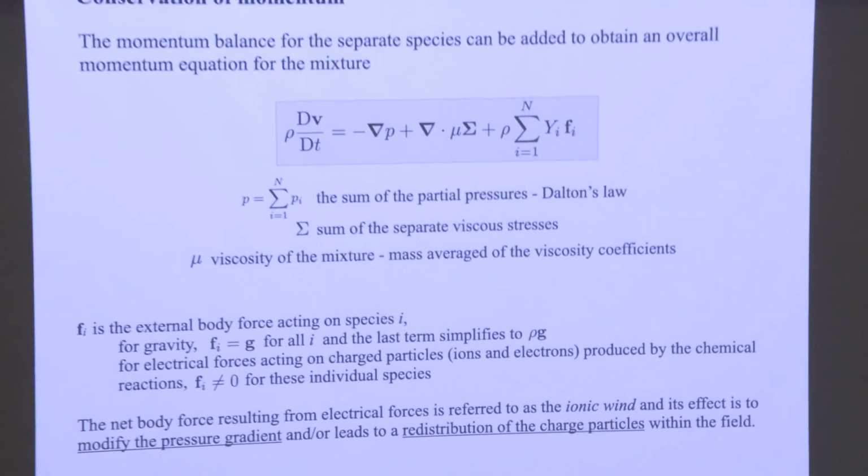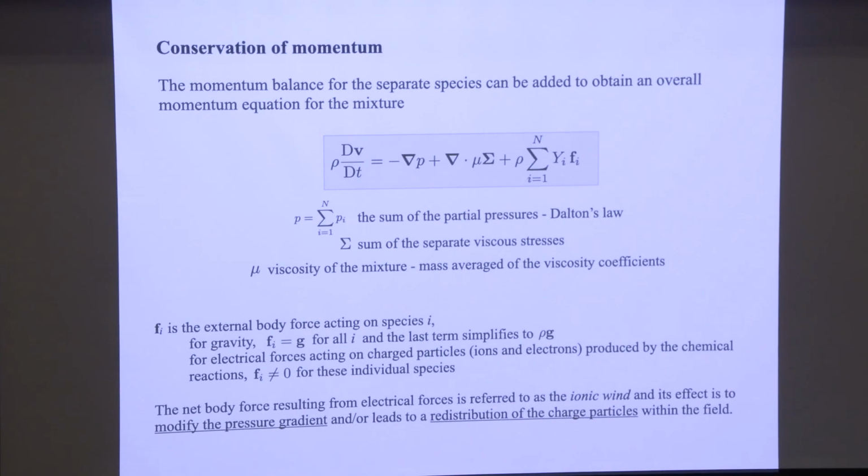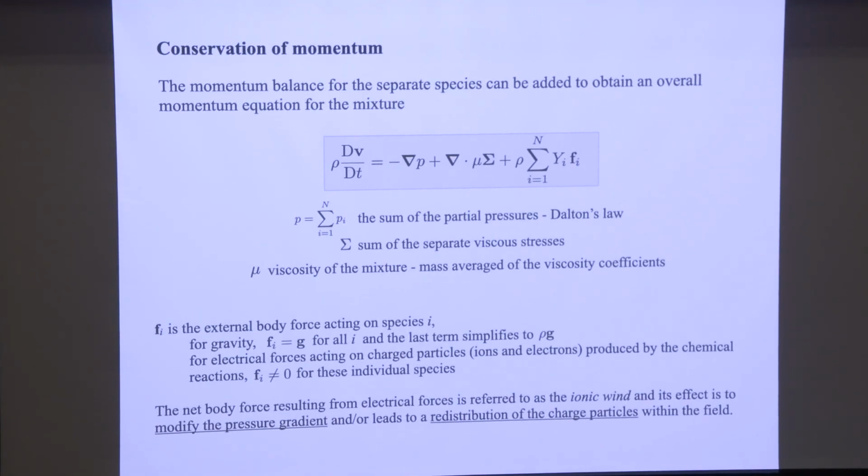Next is conservation of momentum. That's a bit more complicated, and the whole idea is you write a momentum equation for each species, and again you take the proportionate amount that you have, which is y_i, and you create a sum of all the individual momentum equations into one global momentum equation for the mixture.